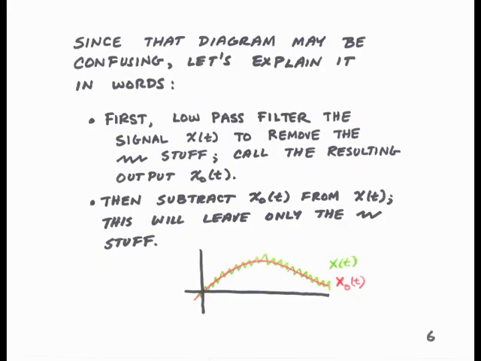This block diagram is sure to be confusing, since we haven't covered block diagrams as of yet in this course. So let me explain it again in a few words. The low-pass filter removes the high-frequency stuff from the signal and produces x0 of t. This signal is then subtracted from x of t. When we subtract the low-frequency material from x of t, we're left with just the high-frequency stuff.